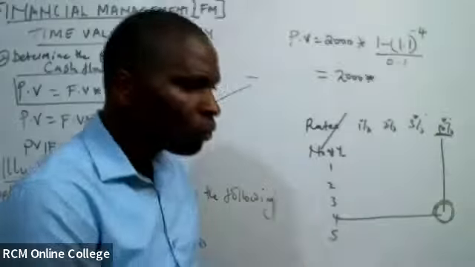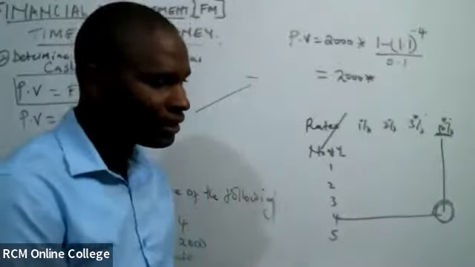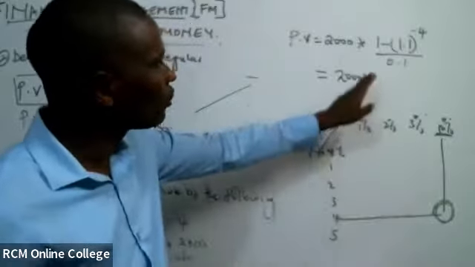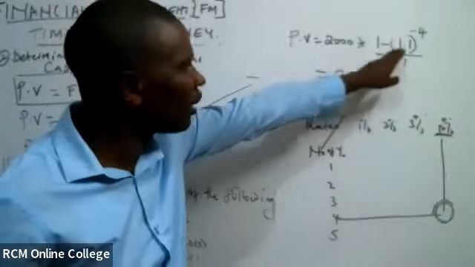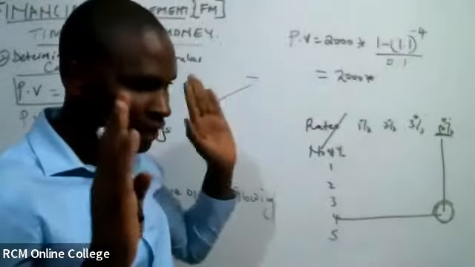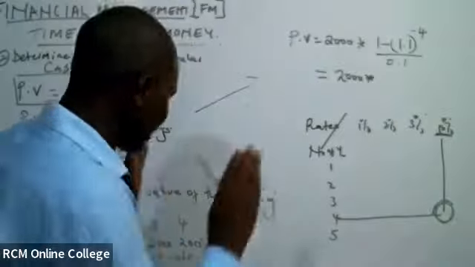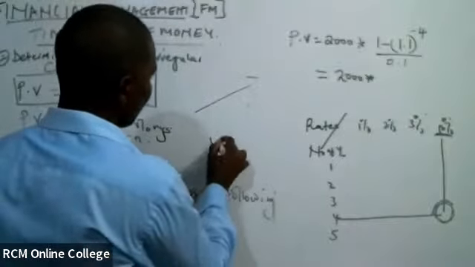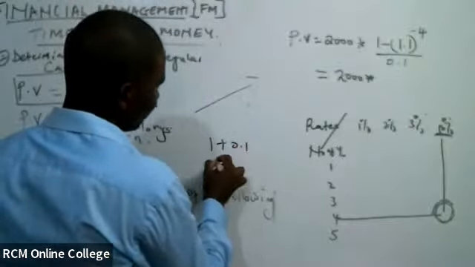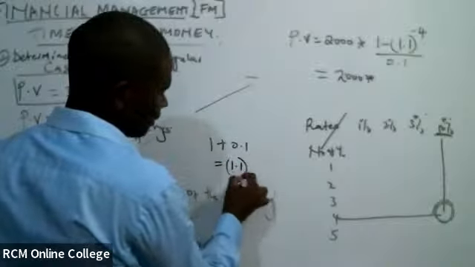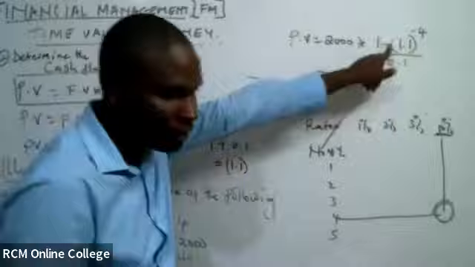Hapana, sio 1 plus R. Oh, 1 plus R. How we got the 1.1, yeah? It is 1 plus 0.1. So itatupatia 1.1. Yes, that is how we got 1.1. Sawa.